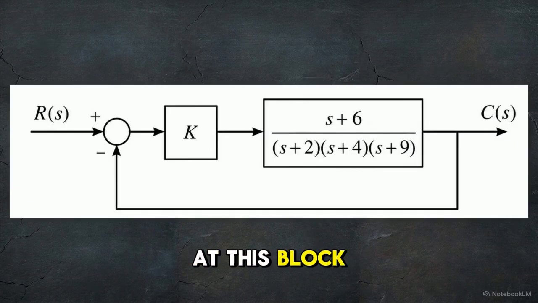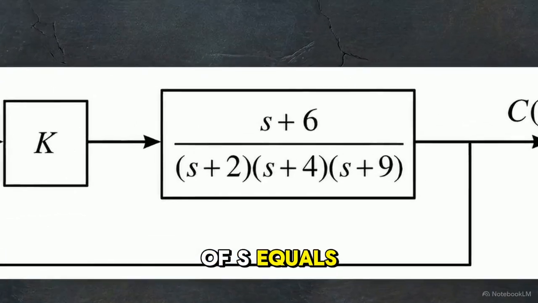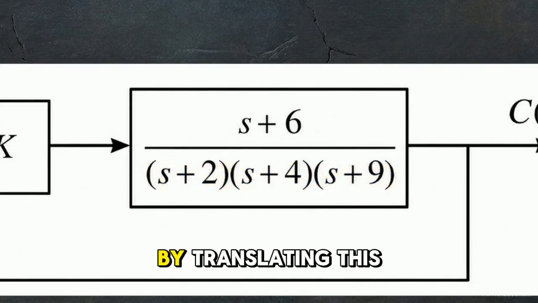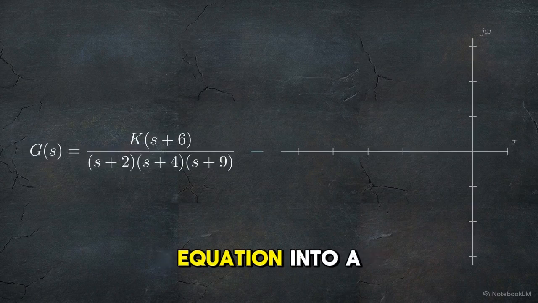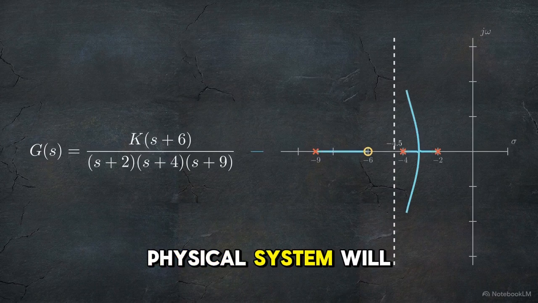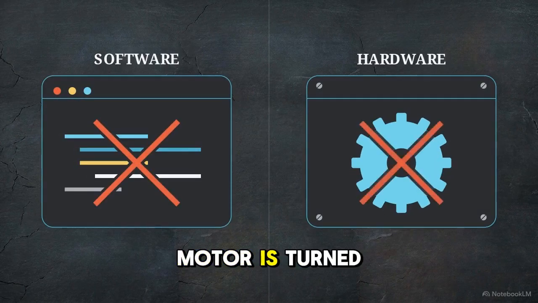Take a look at this block diagram. We are going to deconstruct the specific transfer function shown here. G of s equals s plus 6 over s plus 2 times s plus 4 times s plus 9. By translating this single equation into a continuous map, we can pinpoint exactly how the physical system will behave before a single line of code is written or a single motor is turned on.